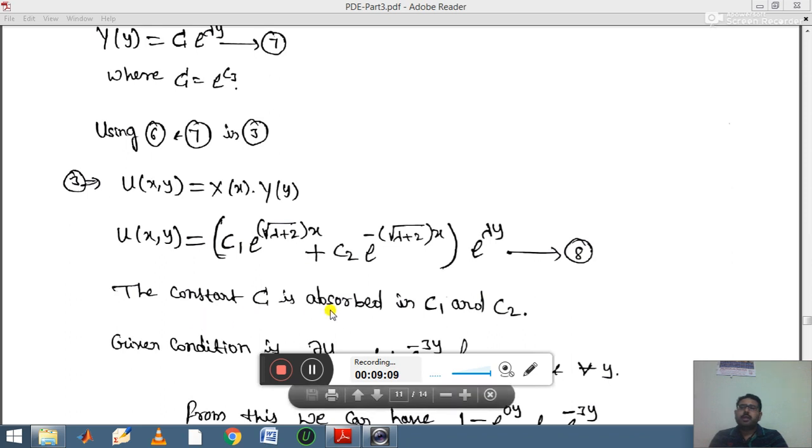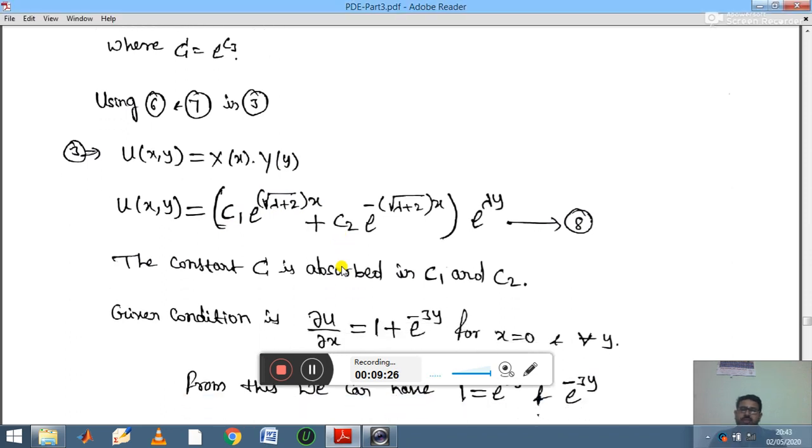So we can write this c is absorbed in c1 and c2. Therefore this is the complete solution. But here it contains lambda and two constants. Now again we need to solve because they have given some conditions.